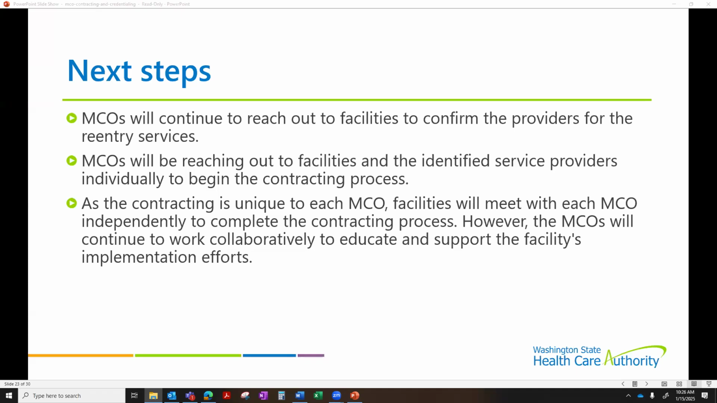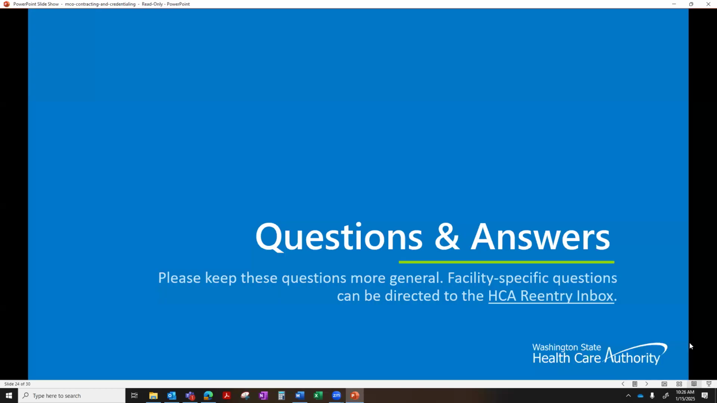Then, as such, the contracting is unique to each MCO. So facilities will then meet with each MCO independently to complete the contracting process. However, MCOs will continue to work collaboratively to educate and support the facilities in implementation efforts. With that, I think we'll turn it back over to the HCA.